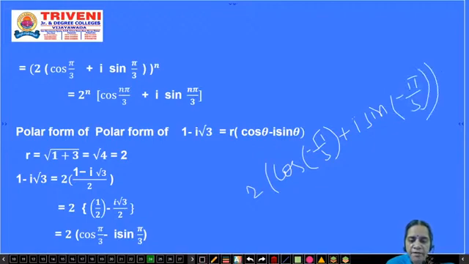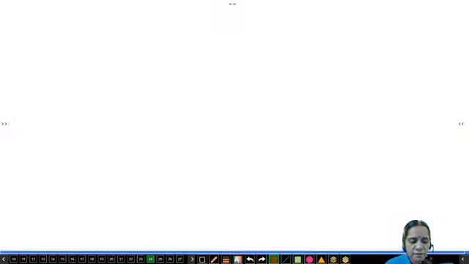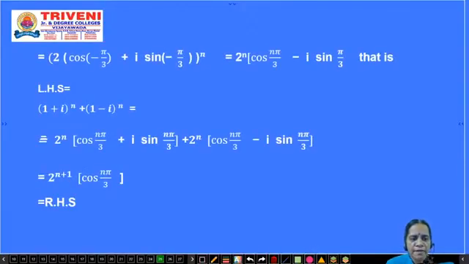Already we know from trigonometry that cos of minus theta is equal to cos theta and sin of minus theta is equal to minus sin theta. That's why I am writing cos of minus pi by 3 in place of cos pi by 3, and minus sin of pi by 3 as sin of minus pi by 3. Then applying whole power n here: 2 power n into (cos n pi by 3 minus i sin n pi by 3).